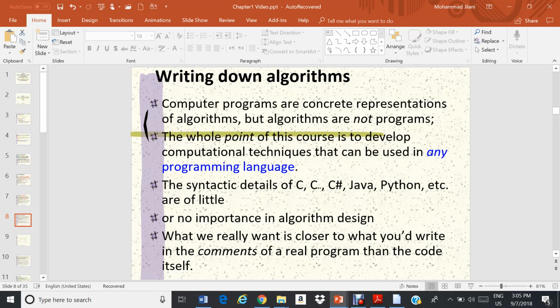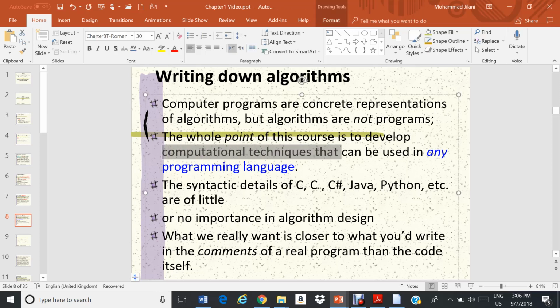It is a precise algorithmic manner. Now, the whole point of this course is to develop computational techniques that can be used in any programming language. Pay attention to this, any programming language. In algorithms, I'm not interested in creating a specific program in a specific programming language. I'm interested in developing an architectural design, something which can be implemented by any programming language.